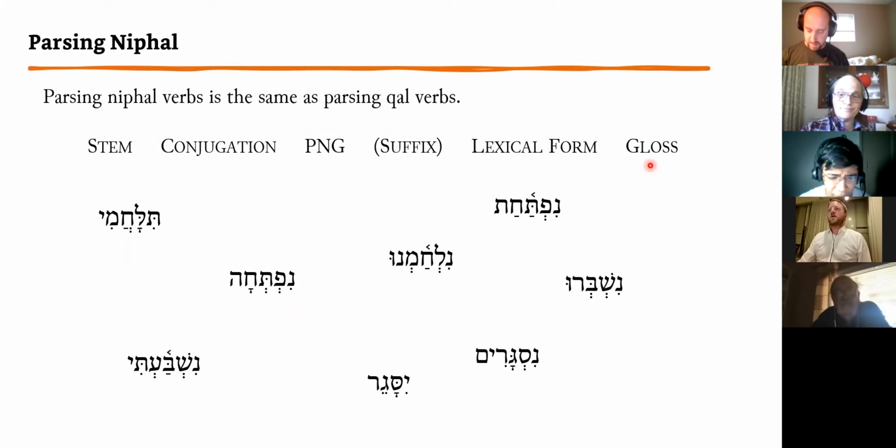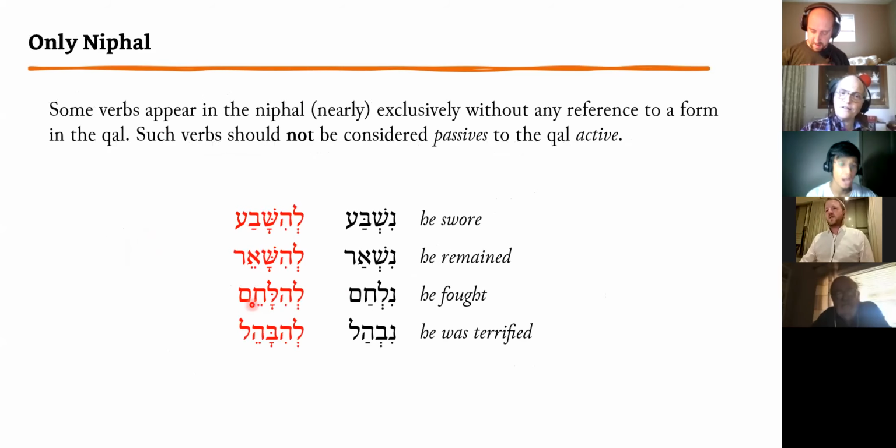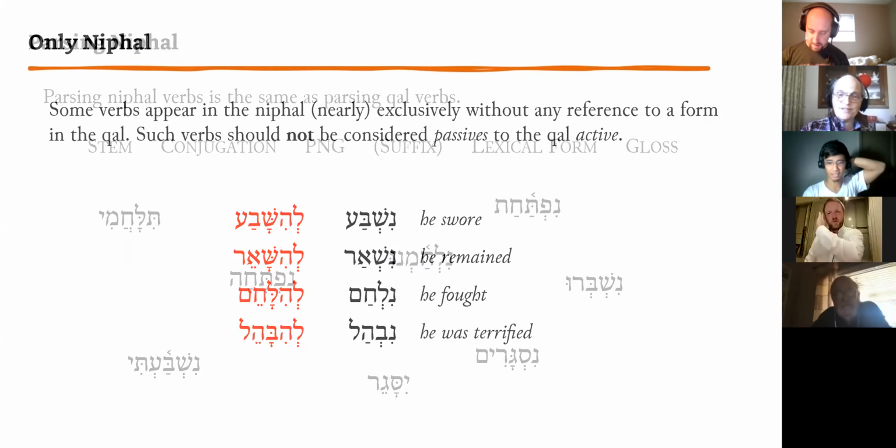And the gloss: how would you basically translate it? Lakham is fight. Right, but we want to translate it with the form. You will be fought over, or you will fight? You will fight. Okay. Nilcham is one of these words. It's not passive. Nilcham is he fought. It has a kal, but we don't use it very much.